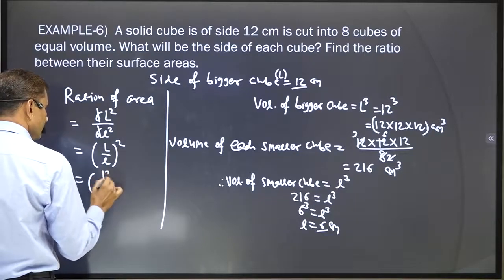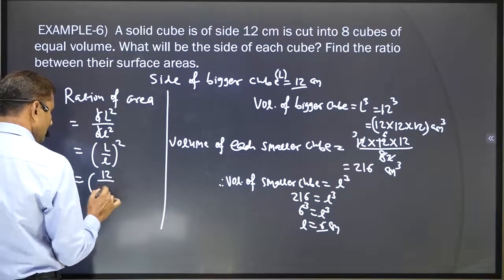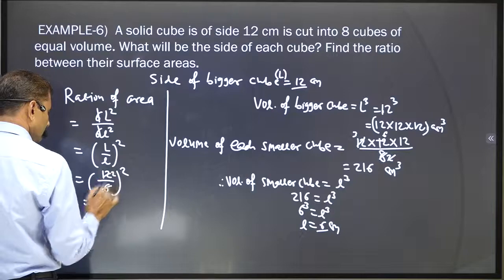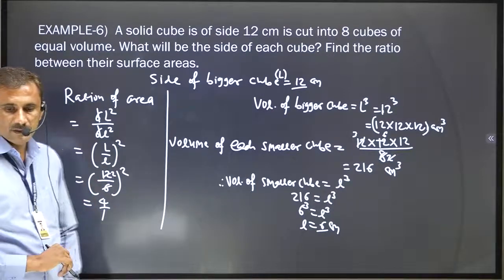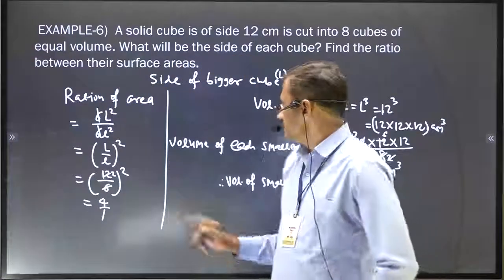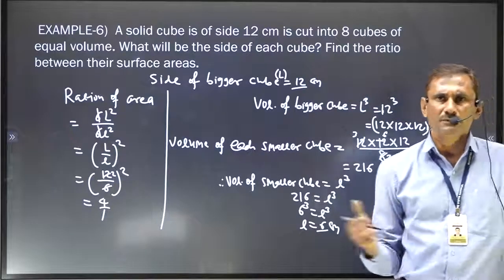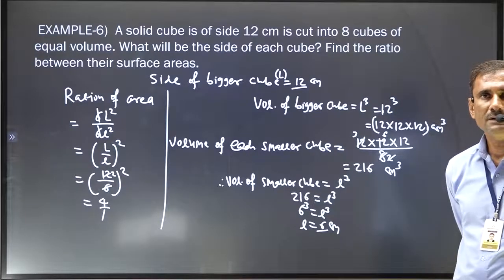Now we have the measurement of the bigger cube side and the smaller cube side both. So 12 by 6 is 2, 2 square is 4, which means 4 by 1. So now you can write the statement: therefore, the ratio of surface area is 4 is to 1. Okay, so it is somewhat different only. The calculation is very simple. So just understand the question as well as the solution.